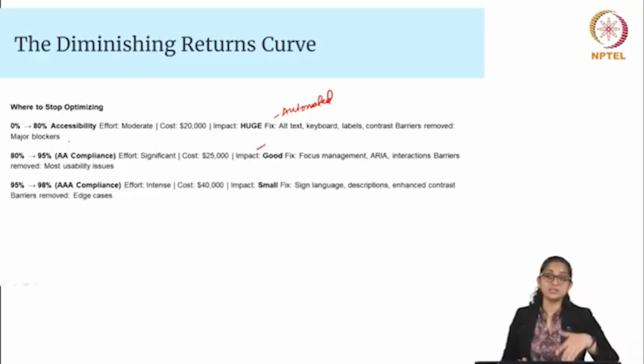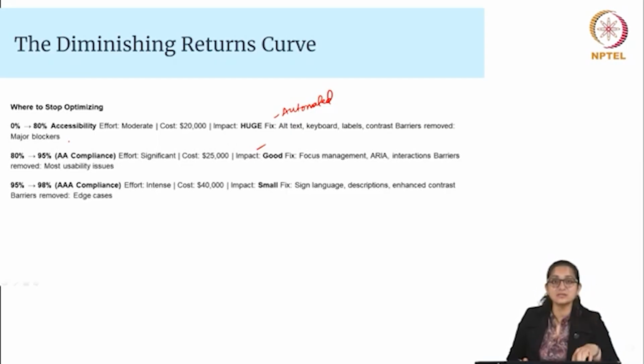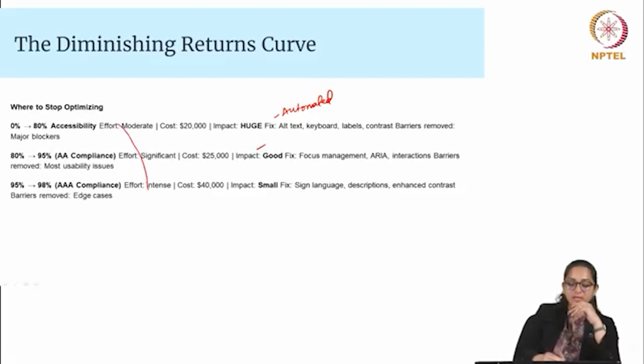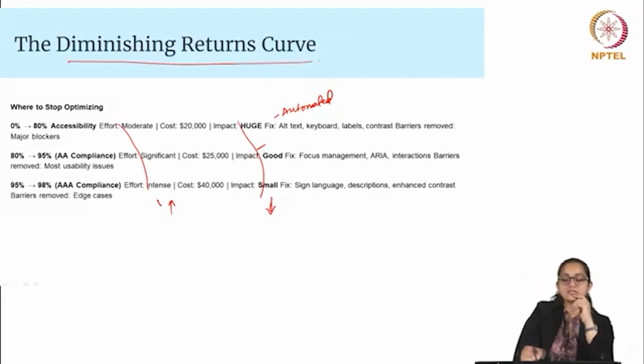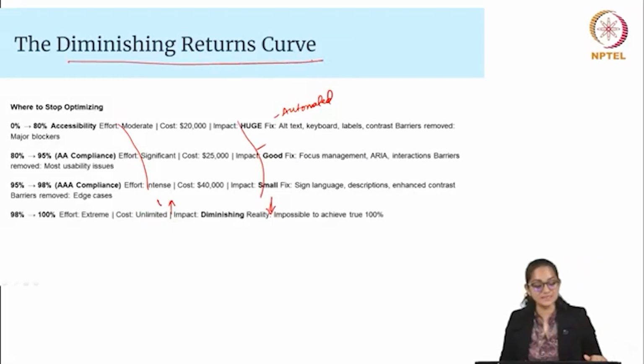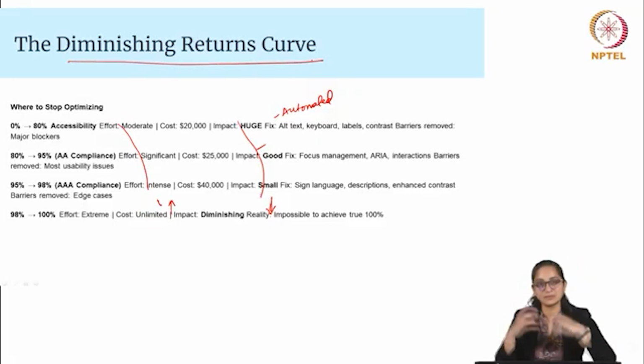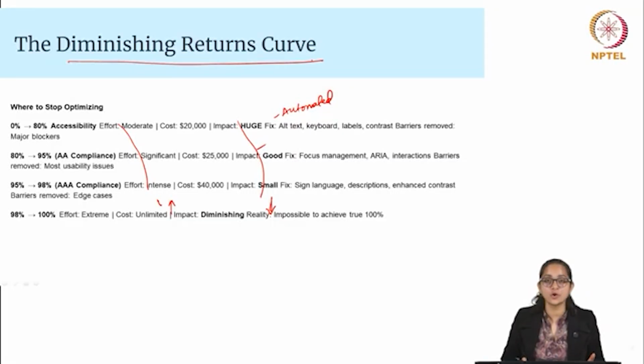From 95 to 98%, which is your AAA compliance, efforts are very intense, the costs are significantly higher, and the impact is small. So you may be able to see that the effort is increasing and the impact is decreasing. This is the meaning of the diminishing returns curve. And 98 to 100 is extreme. Cost can be almost unlimited, but the impact is almost diminishing, and it's honestly impossible to achieve true 100% accessibility at any given point of time.